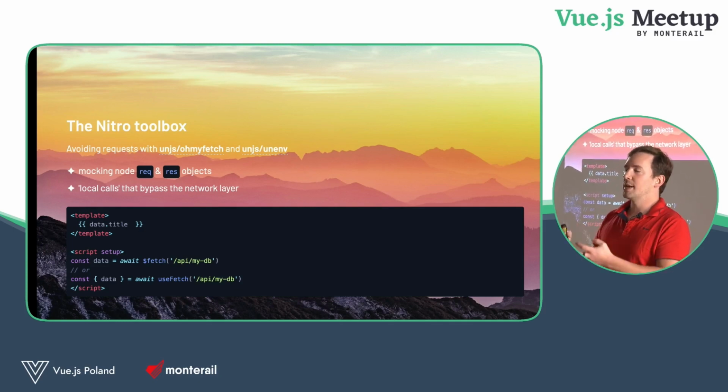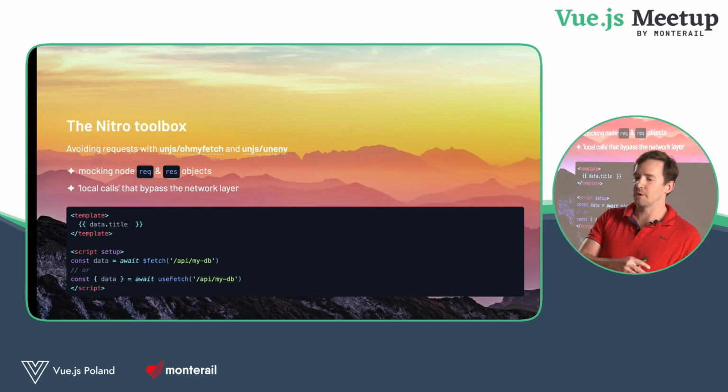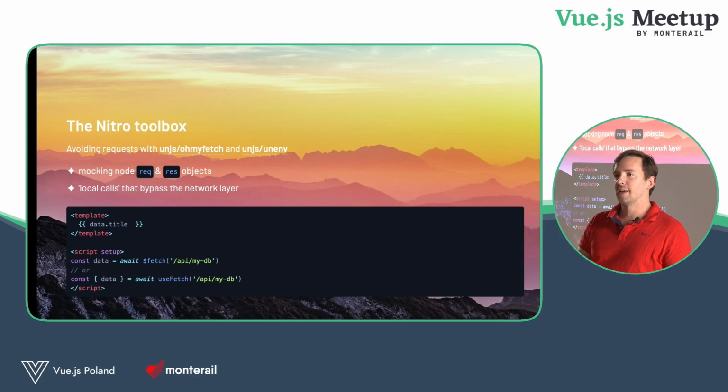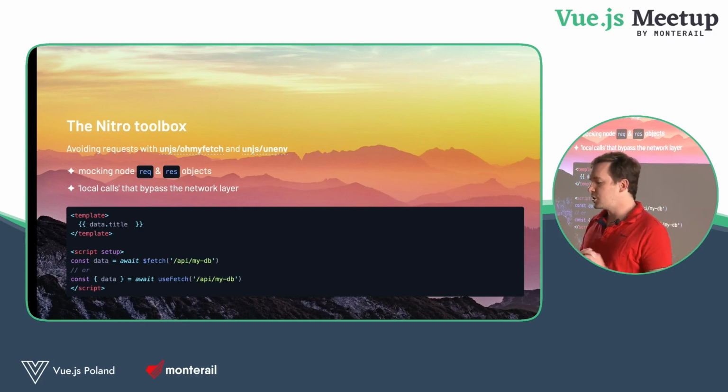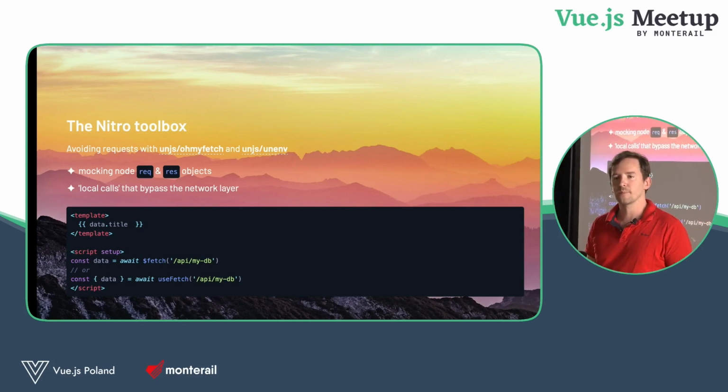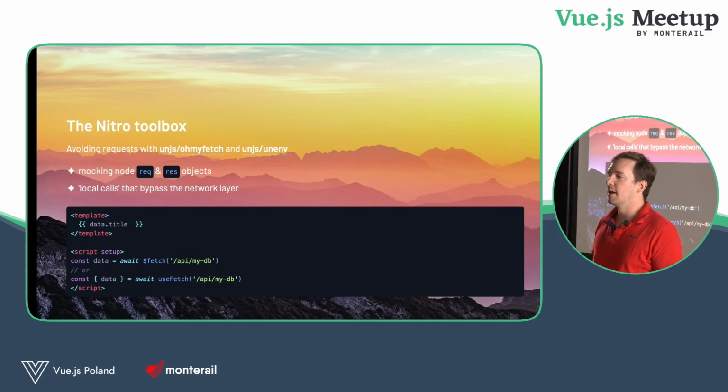If you've ever written, say, a call in the Vue part of your app that needs to go to the server part of your app, you're making a full network request to do that. We don't need to do that with Nitro. With Nitro, we fully mock the fetch. We provide this isomorphic fetch function, $fetch, which is available throughout your app.